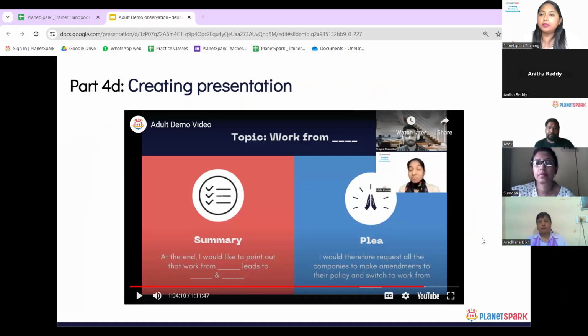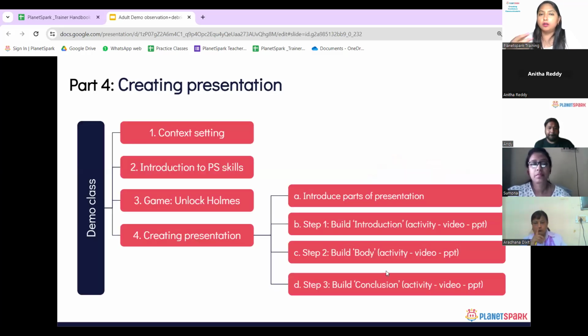So this is the last part of creating your presentation, and that is the conclusion, which consists of two parts, summary and plea. In the body, we got disconnected in between, but I'll just reiterate the body point. When we are talking about arguments and evidences, you don't need to do the activity there because the activity has already been done in the Unlock Holmes game. So we just did the video and the presentation part. So this was the conclusion, which has two parts: summary and plea.